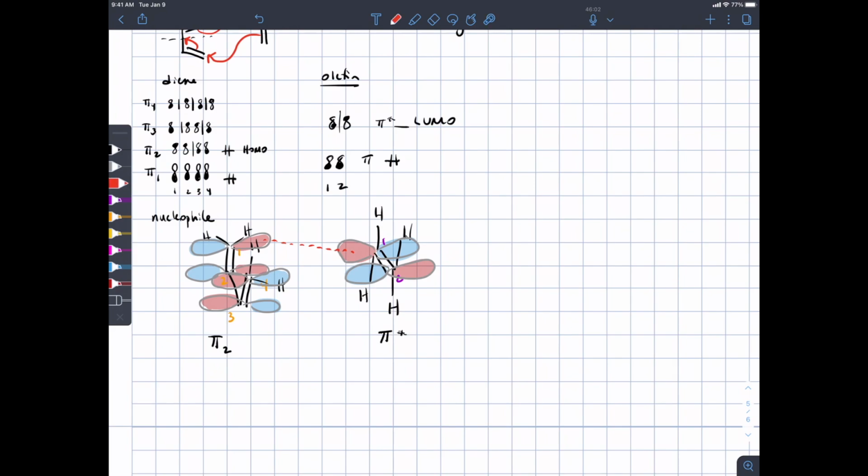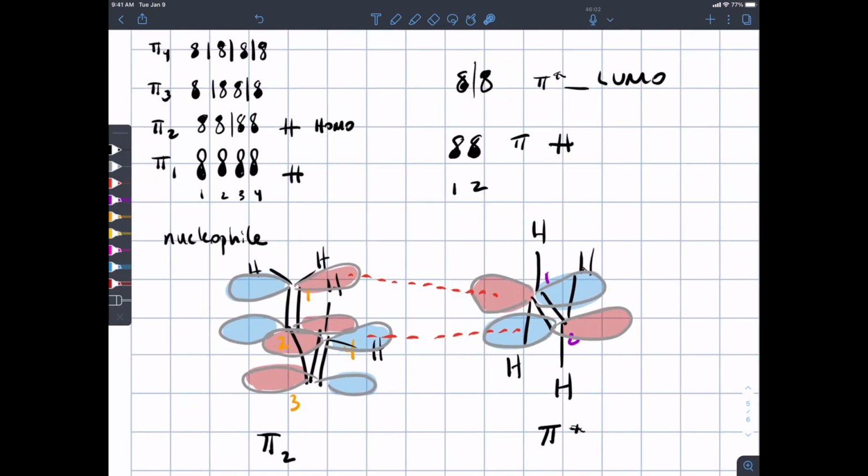Okay. Similarly, on carbon 4, orange 4, I can line up with the pi star on purple carbon 2, again with the same sign, a bond-forming productive overlap. Okay? So it turns out that for the diene and the olefin, the shape of the orbitals is compatible with the reaction. Some people like to think about this in terms of symmetry.